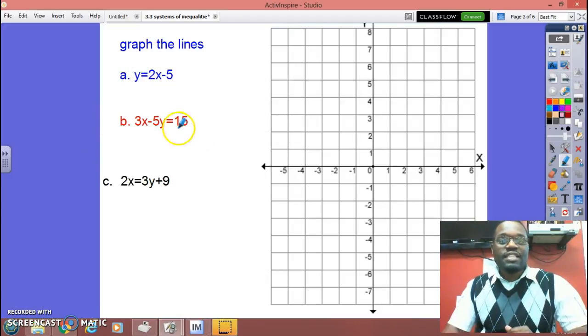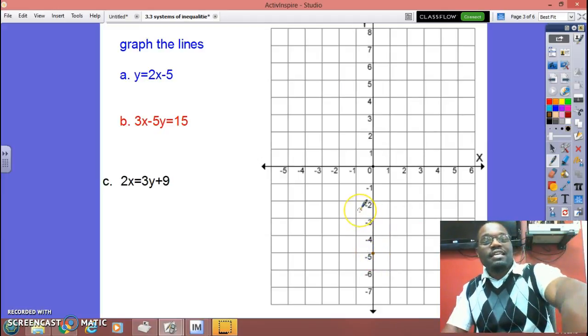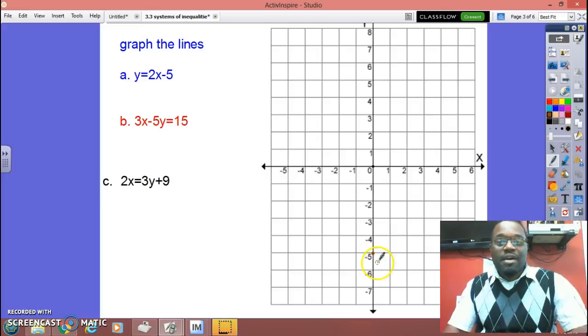Right here, notice that each one of these has an equal sign. And so I'm just asking you to graph these lines here. I'm going to plot my y-intercept, which is -5. So I'll put that here. I'm graphing this line right here. My slope is 2 over 1. So from this point, I count up 1, 2, and to the right 1. Now you say, where'd that 1 come from? Because it's a whole number, you put a 1 underneath.